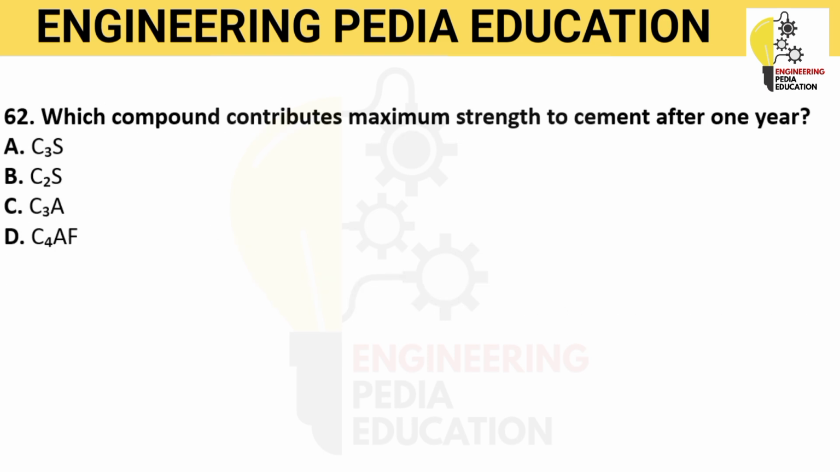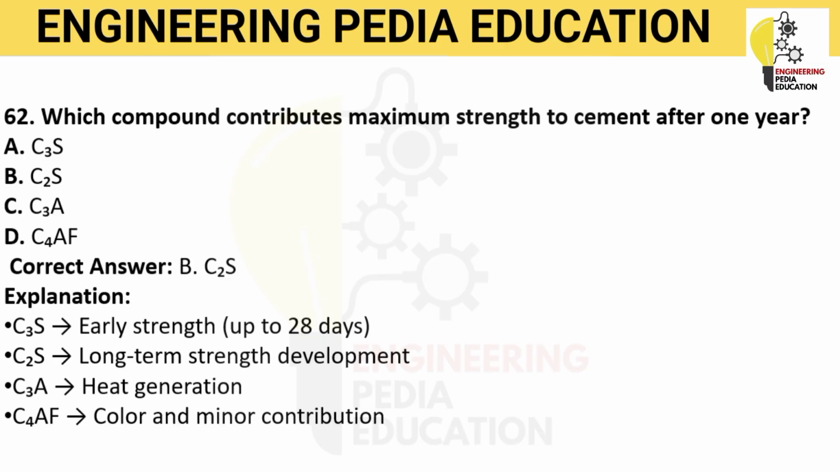Which compound contributes maximum strength to cement after 1 year? C3S, C2S, C3A, C4AF. So the correct answer is C2S. C3S is for early strength, that is it provides strength up to 28 days. C2S provides long-term strength, that is after 1 year also. C3A is for heat generation and C4AF is for color and a minor contribution to the strength of cement.